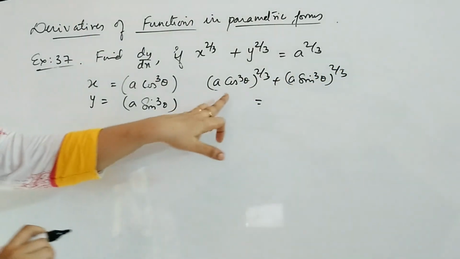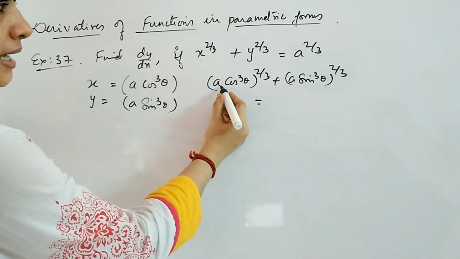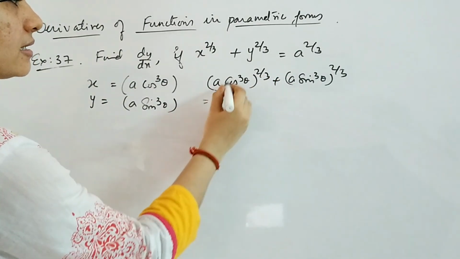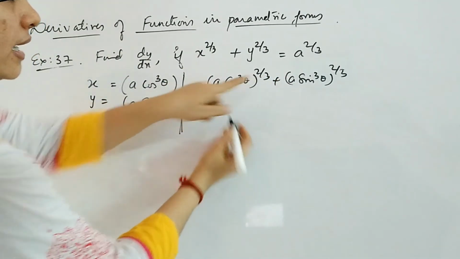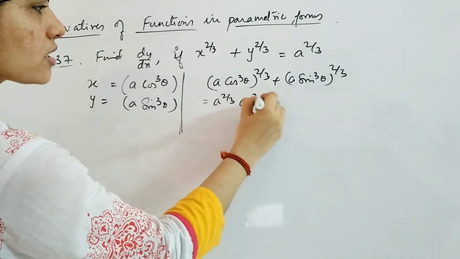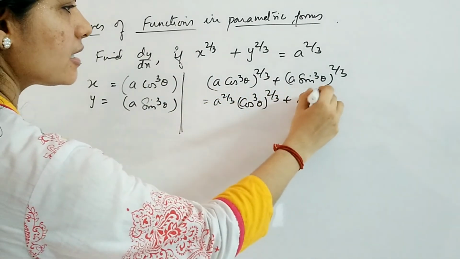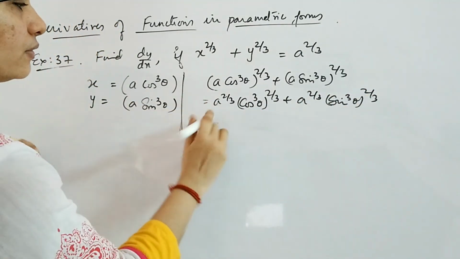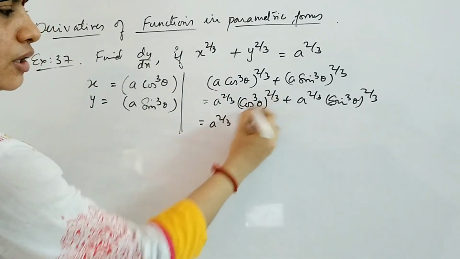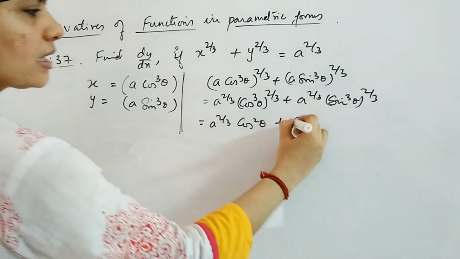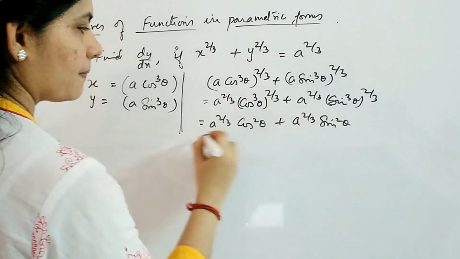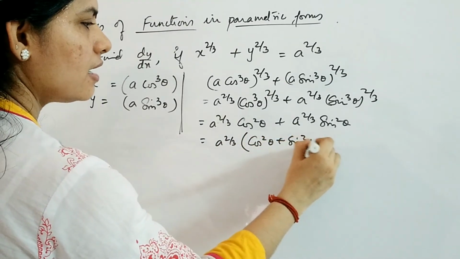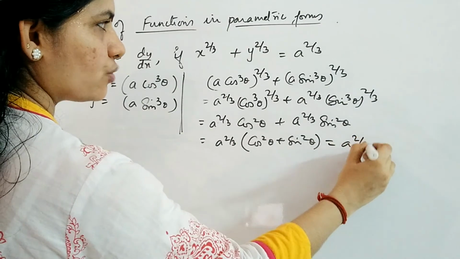Now when you substitute a cos cube, you are substituting your x and y values as these two, and what you will get is a raised to 2 by 3 cos cube theta the whole raised to 2 by 3 plus a raised to 2 by 3 sin cube theta the whole raised to 2 by 3. This will become a raised to 2 by 3 cos square theta, right? And this will become a raised to 2 by 3 sin square theta. Now you have a raised to 2 by 3 in common, take it out, you will get cos square theta plus sin square theta, which is 1. So you are getting a raised to 2 by 3.